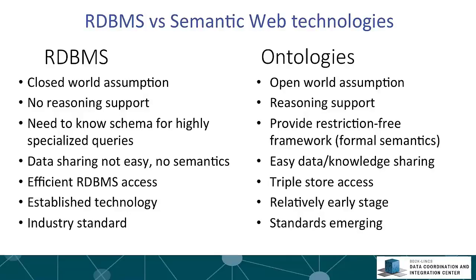For those of you who know relational databases and are interested in semantic web technologies, here is a brief contrast of relational database management systems versus ontologies. Relational databases operate under the closed world assumption. That means there is a predefined schema and every entity has to fit somewhere in that schema. Ontologies, in contrast, operate under the open world assumption. That means that a class is defined by its relationships to other classes, and then a reasoning engine decides where it is placed in the framework of the ontology.